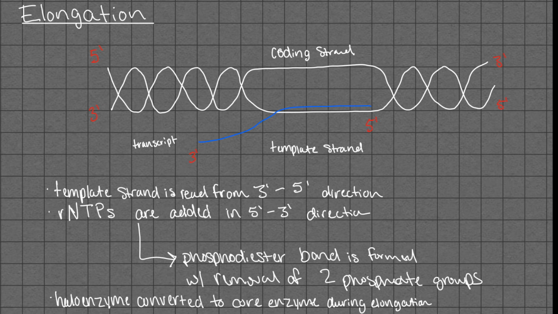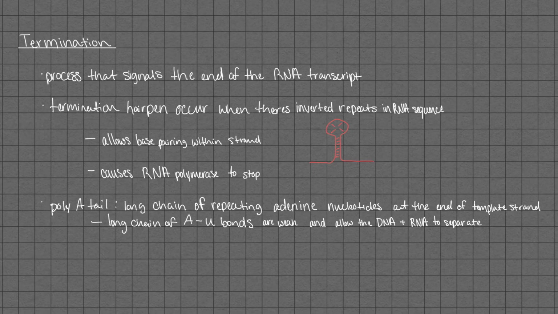These base pairs form together through dehydration synthesis and form phosphodiester bonds. Holoenzymes are also converted to core enzymes during elongation through the loss of the sigma factor. The final step of transcription is termination.